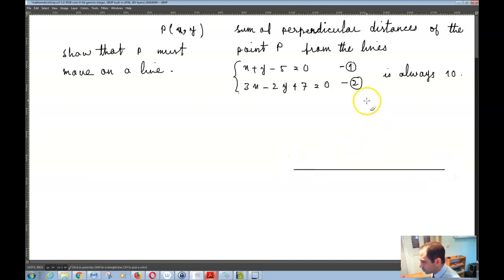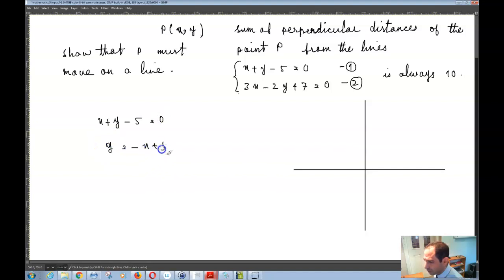And to know a little bit more about the situation, you can draw these two lines, of course. So x plus y minus 5 is equal to 0. So that means that y is equal to negative x plus 5. And so if I have 1, 2, 3, 4, 5 as the y-intercept and slope negative 1, I will get basically this line over here, which is basically line 1 over here.